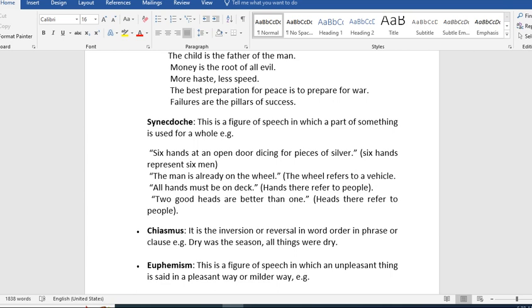Chiasmus. It is the inversion or reversal in word order, in a phrase or clause. For example, rivers were decreasing, all things were dry. You know, there is inversion of expression there, or words there. That's chiasmus.